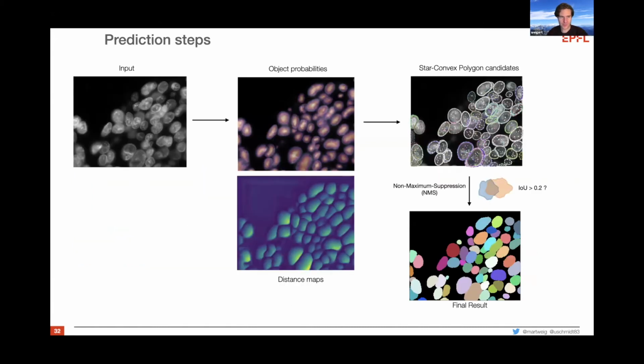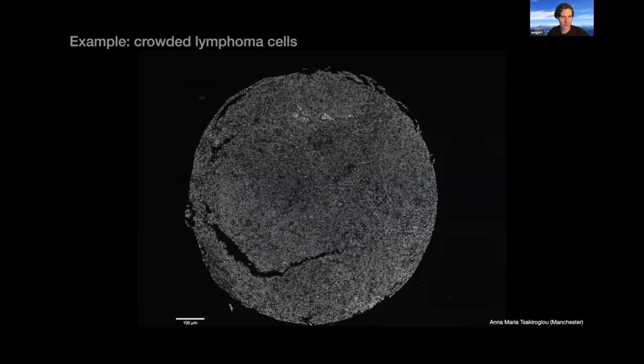And these are the prediction steps. So you get an input, you predict the object probabilities and the distance map, as I mentioned before. Then you get an overcomplete set of polygon candidates, which you then filter out in this non-maximum suppression step, right? And get the final result. And this is roughly the same in 2D or 3D.